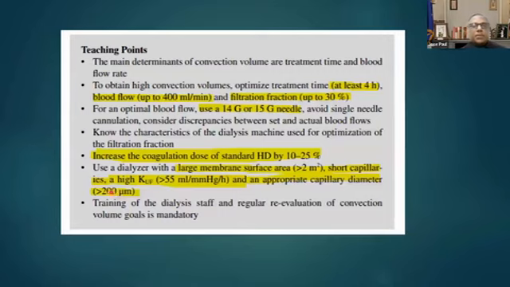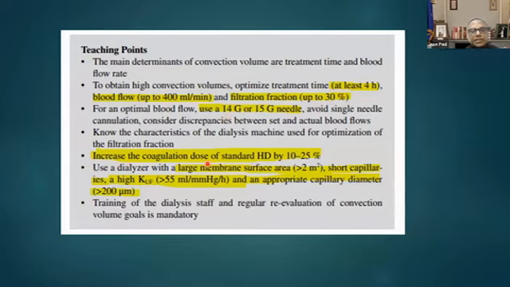So the main teaching points are: the main determinants of convection volume are treatment time and the blood flow rate. You have to optimize the treatment time to at least 4 hours. You have to keep the blood flow rate of 400 ml per minute, and you can go up to a filtration fraction of up to 30%. For an optimal blood flow, you have to use a 14 gauge or a 15 gauge needle.